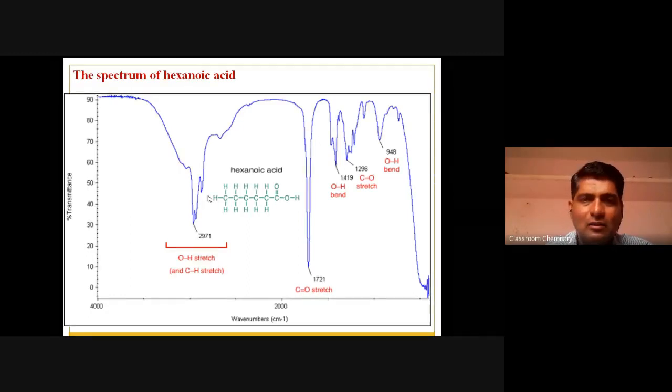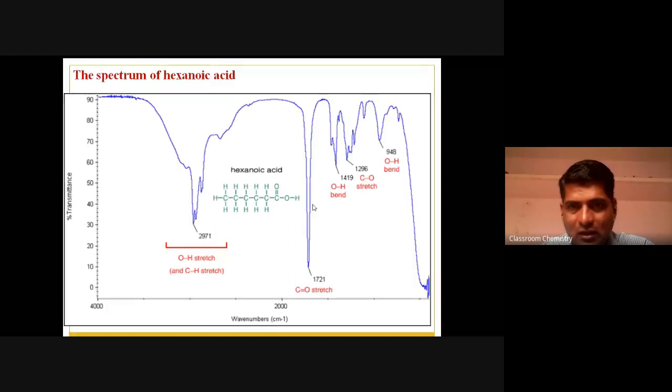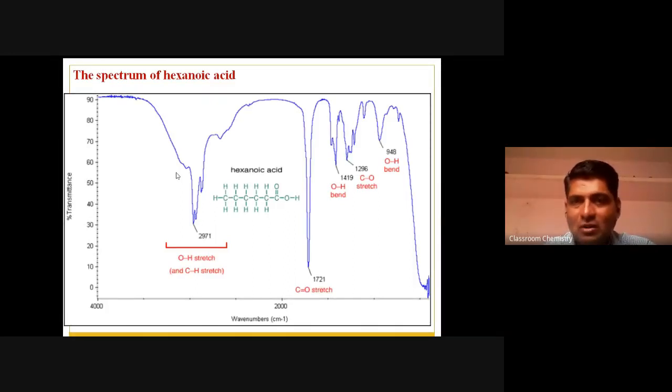ऍसिड कंपाऊंड असेल तुमचं तरी हे तुम्हाला बँड हमखास दिसणार आय स्पेक्ट्रममध्ये. आणि जर दिसत नसेल तर you can say that there is no acid functional group in the compound.